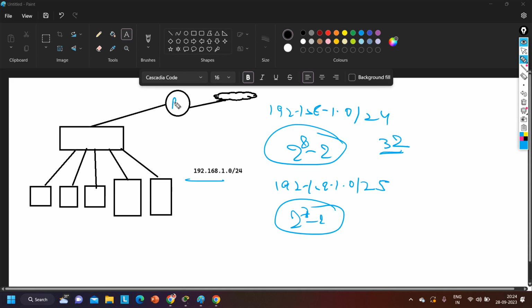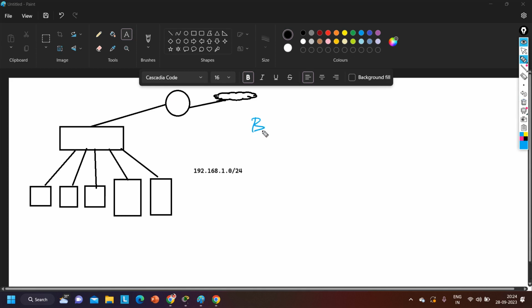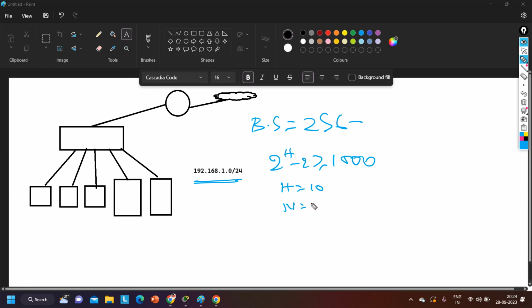Can you please explain that third formula again, the block size? Tell me, what will be the block size here? 256 minus the last octet value. Let's take another example, where we require 1,000 hosts. 2 to the power h minus 2 is greater than or equal to 1000. You tell me what will be the value of h. h is 10. Yes. If h is 10, then what will be the value of n? 22.